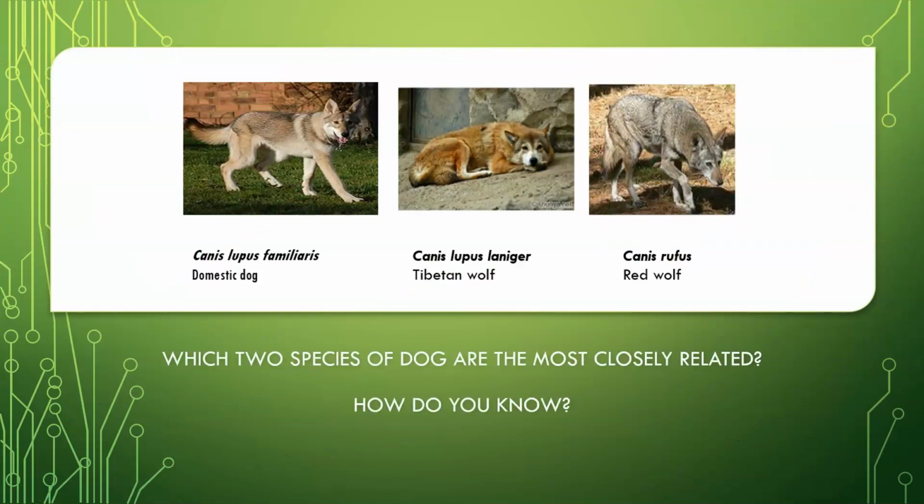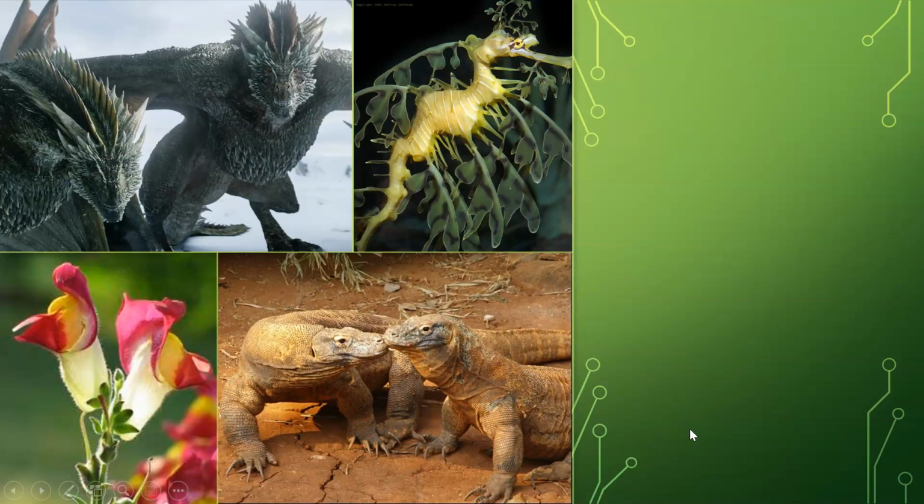Okay, so which two species of dog are most closely related? They would be the two Canis lupus. So the domestic dog and the Tibetan wolf are closer related than the red wolf is. And it's down to that naming.